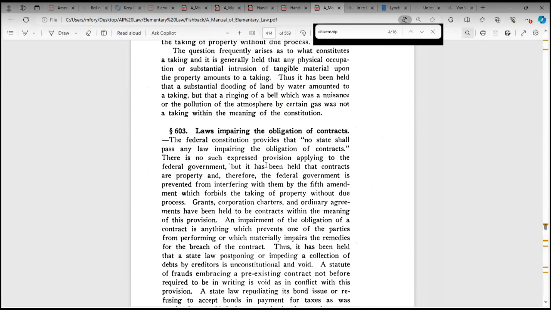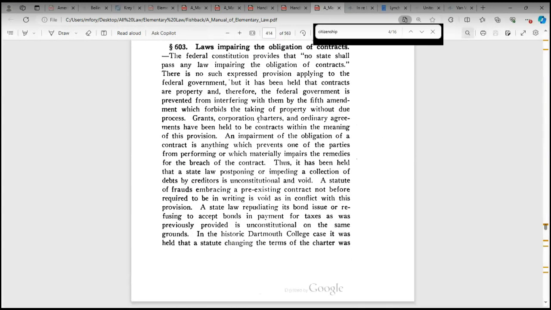There is no such express provision applying to the federal government, but it has been held that contracts are property, and therefore the government is prevented from interfering with them by the Fifth Amendment, which forbids the taking of property without due process. Grants, corporation charters, and ordinary agreements have been held to be contracts within the meaning of this provision. An impairment of the obligation of a contract is anything which prevents one of the parties from performing or which materially impairs the remedies for the breach of a contract.